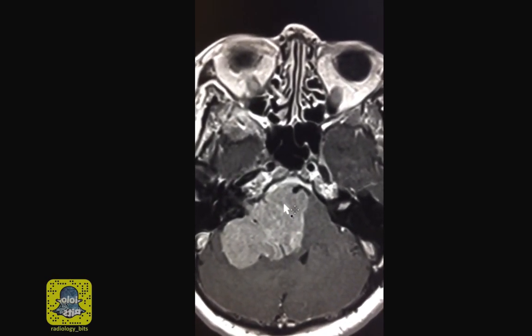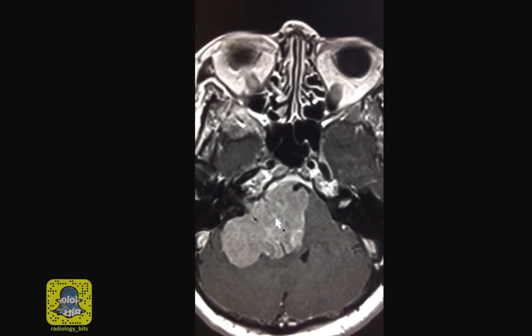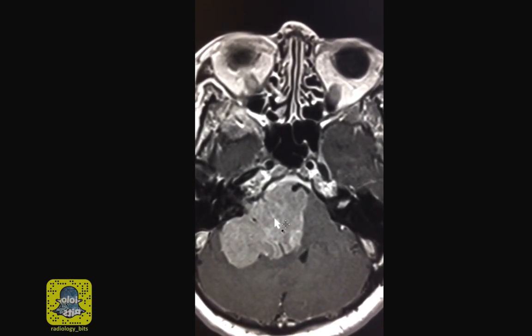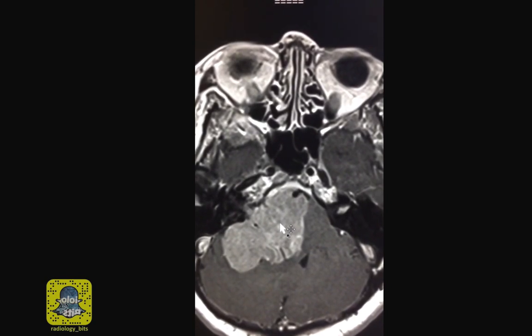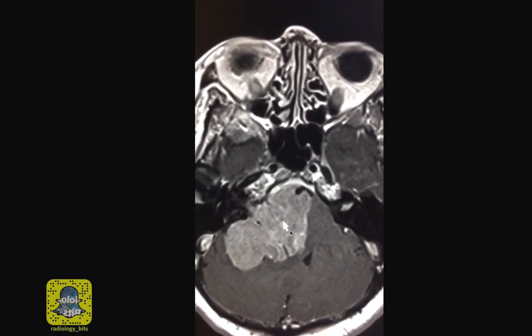A sixth important teaching point is when you see one lesion, look for the others. Don't get distracted. Finally, the presence of multiple meningiomas, schwannomas, and ependymomas is consistent with neurofibromatosis type 2.